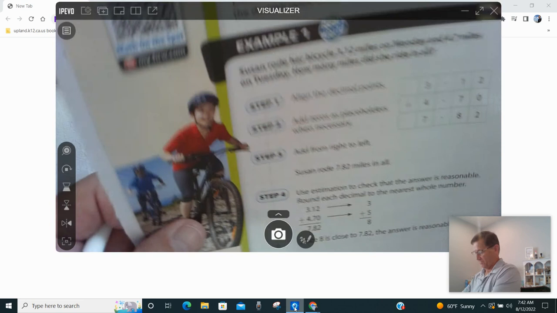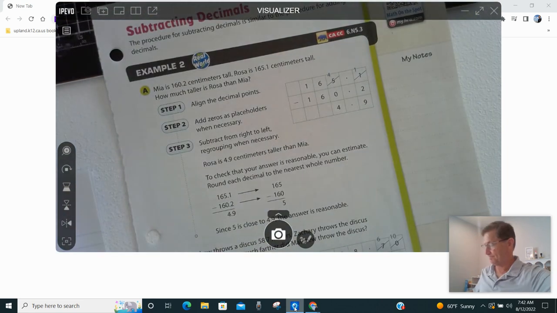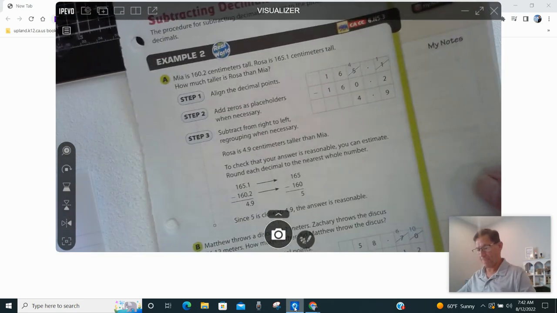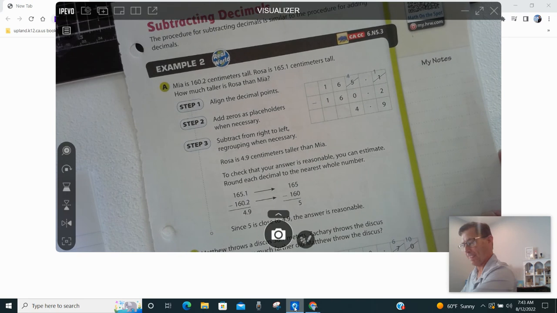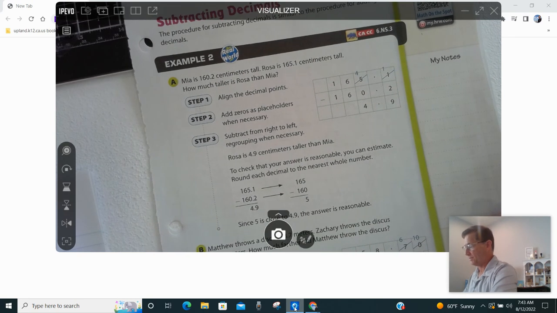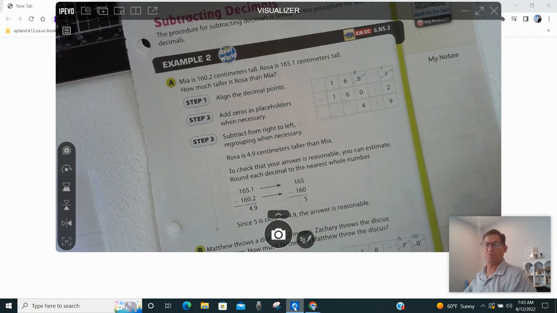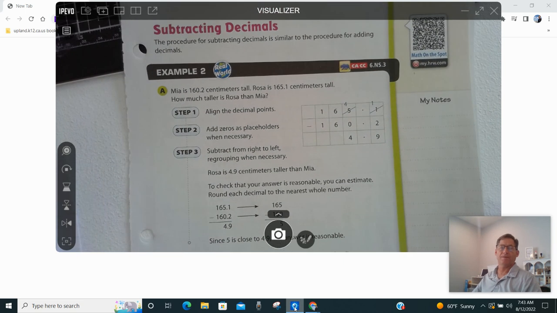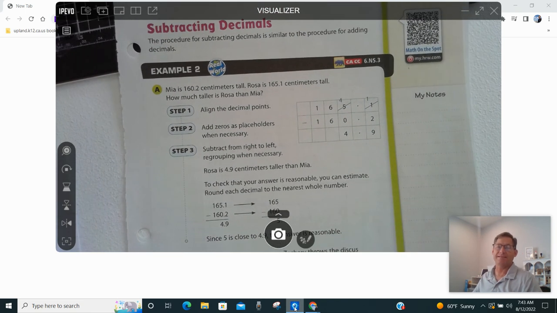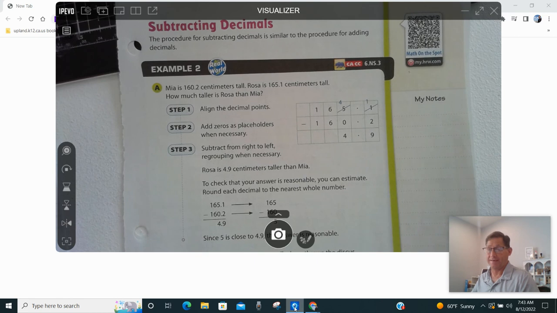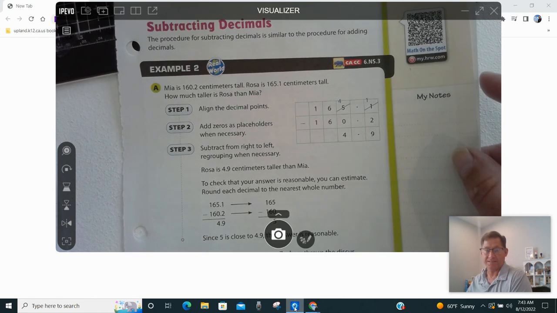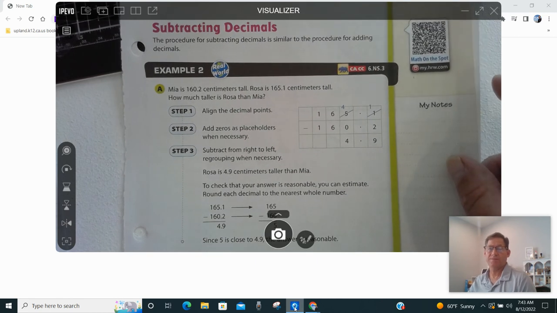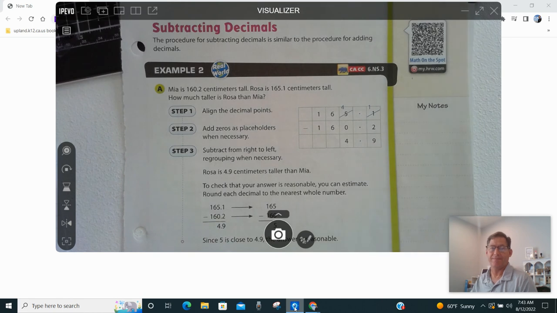Okay, let's go on to page 115. All right, so subtracting decimals. Well, we're going to basically follow the same procedure for subtracting decimals as you would for adding decimals. So basically, that means we have to line up the decimal points and then subtract right to left.